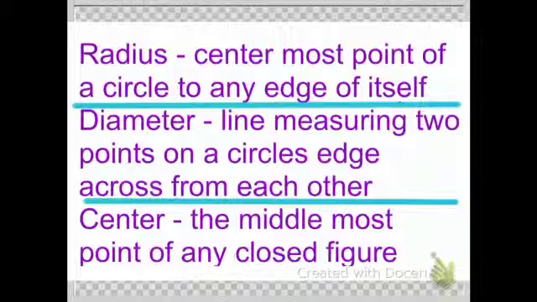Okay, so today we're going to be talking about area and circumference of a circle. First, we're going to learn some definitions. Radius is the centermost point of a circle to any edge of itself. Diameter is a line measuring 2 points on a circle's edge across from each other. The center is the middlemost point of any closed figure.